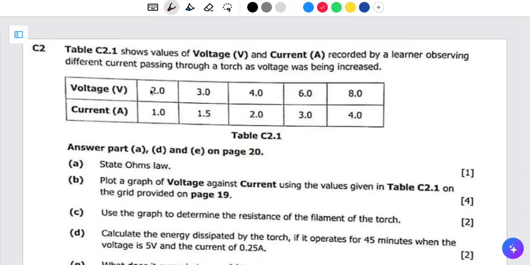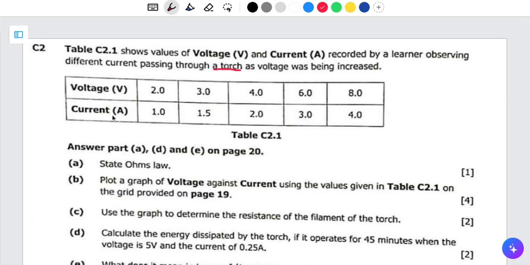Which is saying table C2.1 shows values of voltage V and current A recorded by Elena observing different current passing through a torch as voltage was being increased. So you need to know that the torch doesn't obey Ohm's law. So the graph of the torch doesn't come straight.